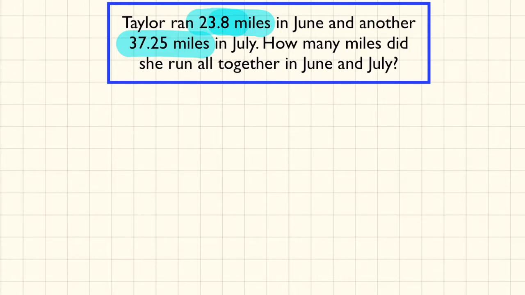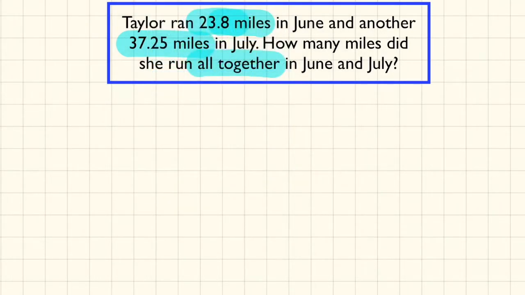It's going to be very important, but I need to know really the context within the word problem. What exactly is it asking me to do? So just really try to conceptualize the problem in that Taylor ran a certain amount of miles in June, and then she ran a certain amount of miles in July, and the word problem is asking us to put them all together, and that's where our addition comes from.